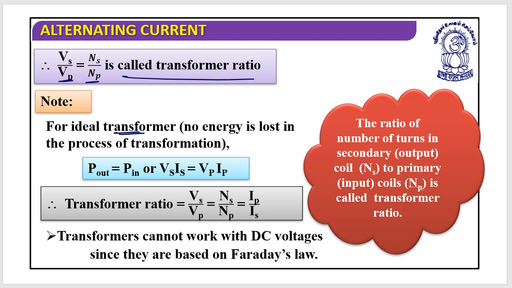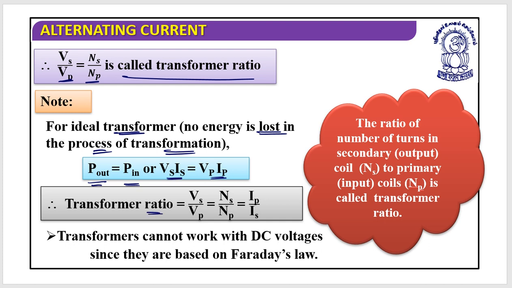For an ideal transformer, that means no energy is lost in the process of transformation, we can say P output equals P input, which is VSIS equals VPIP.